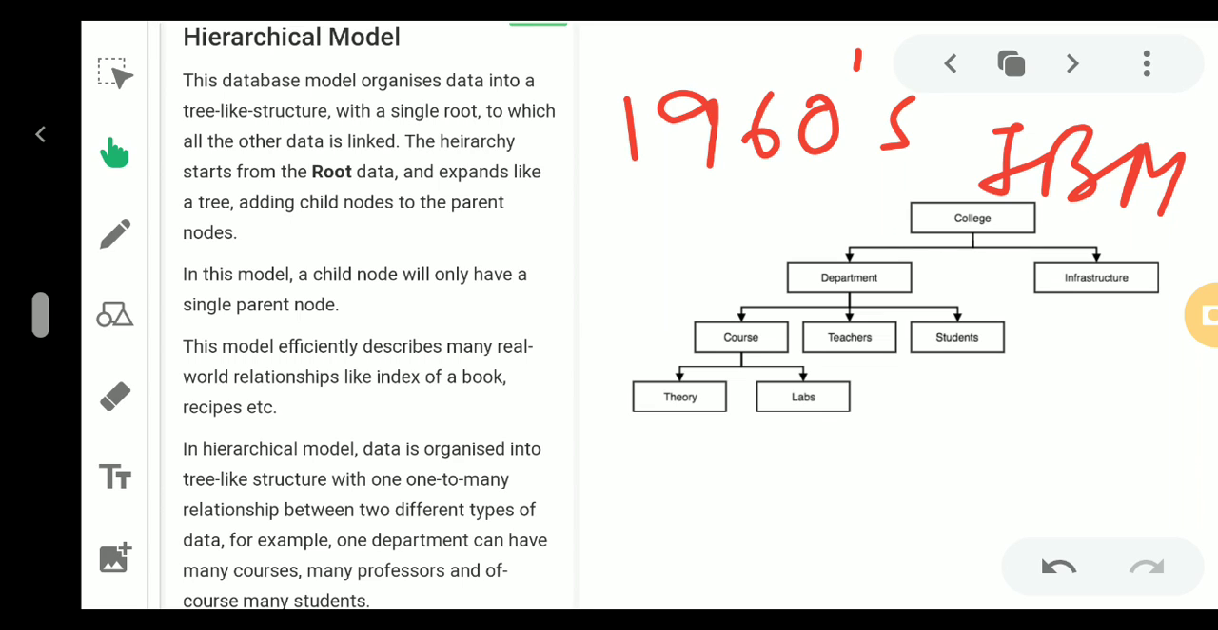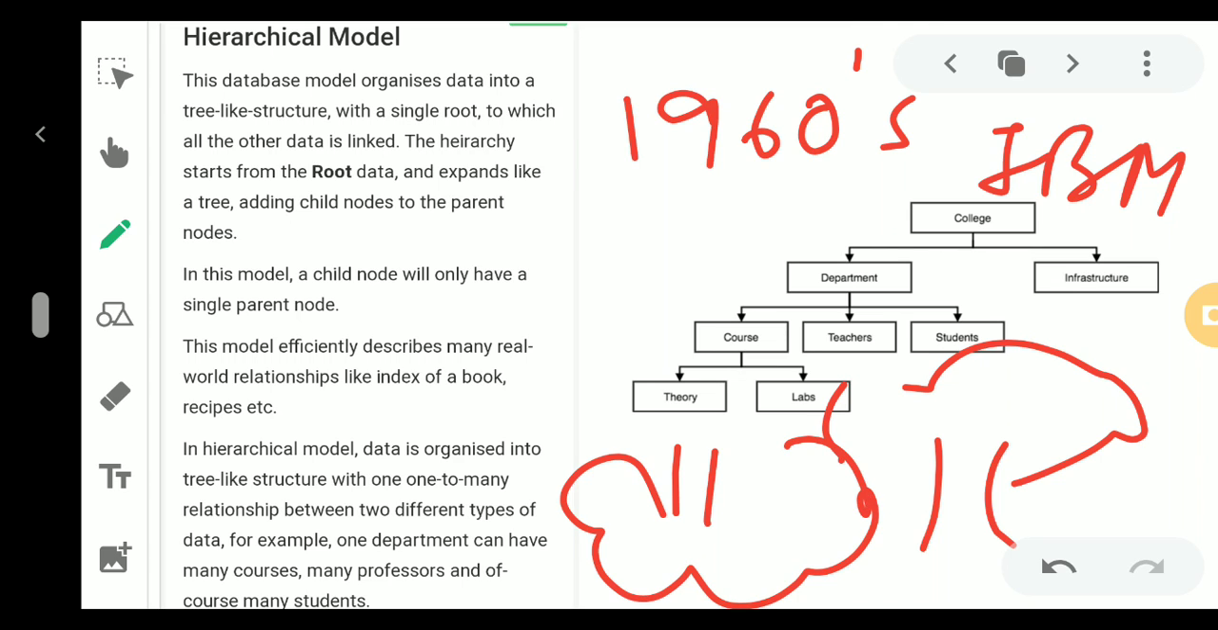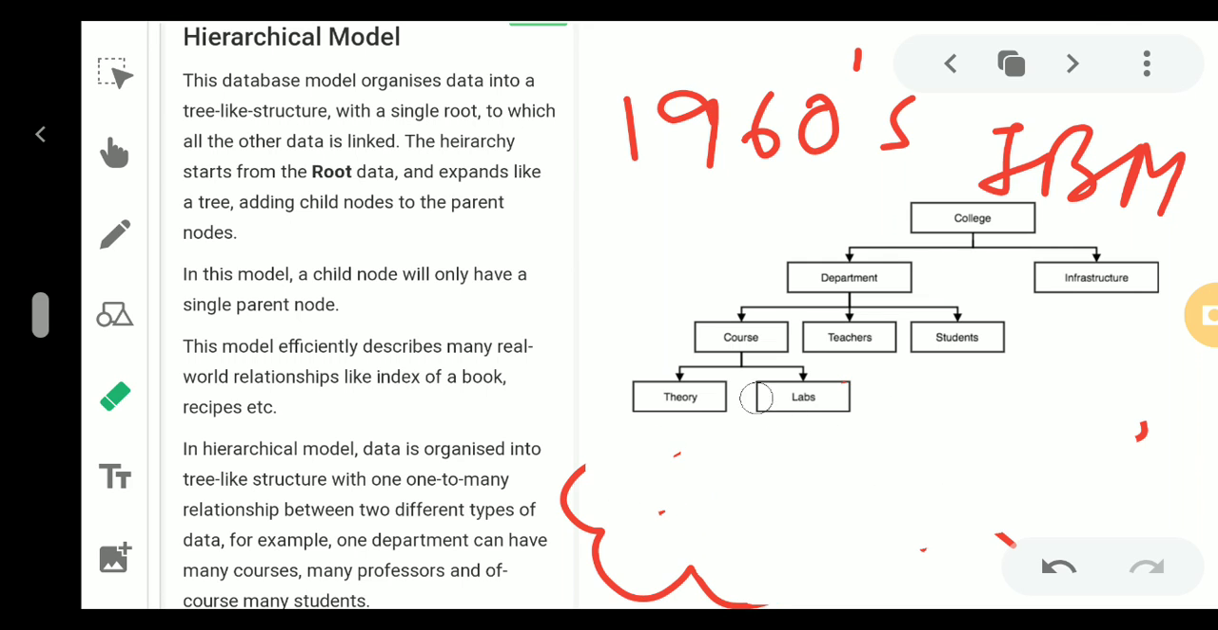A tree is like this, but it is an inverted tree, meaning like this. So it is an inverted tree-like structure. The schema for the hierarchical database consists of boxes, which correspond to the record types, and lines, which correspond to the relationships between them.